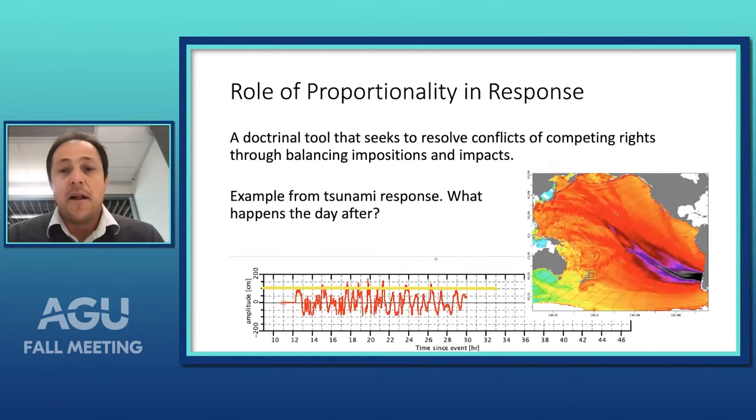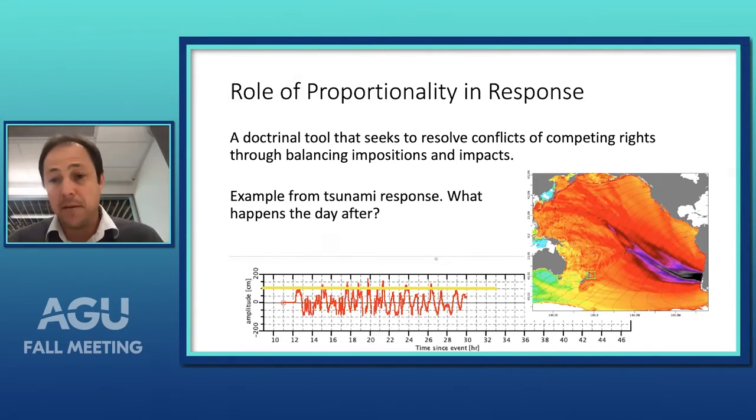Then there's a competing interest in proportionality. So proportionality is a doctrinal tool that somehow tries to balance the benefit of taking an action with the imposition of taking that action. So it says that the action you take needs to be proportional. It needs to be commensurate with the benefit that you're receiving from it. And many times, it's not so clear cut. If you take a decision to make everyone safe, you might be creating a situation in which one person is imposed upon more than the other.